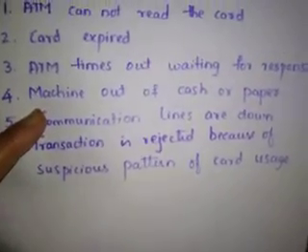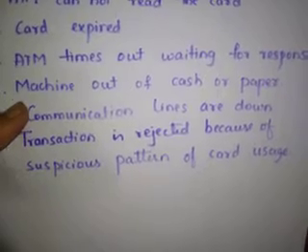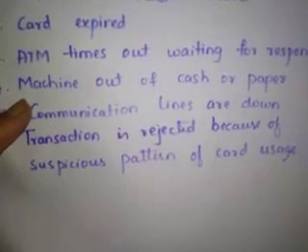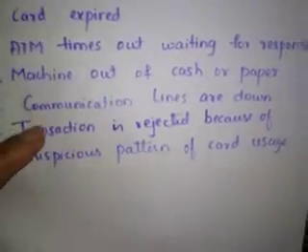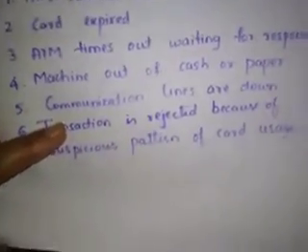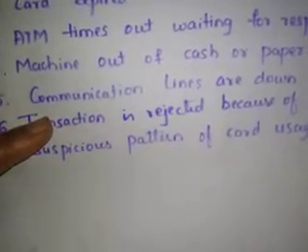The machine may be out of service or out of cash, or it may be out of paper. So you will be unable to do a few of the events like withdrawal of cash, and printing of receipts cannot be handled. Next, there may be a problem with the communication lines, that is, the network may not be up and running.